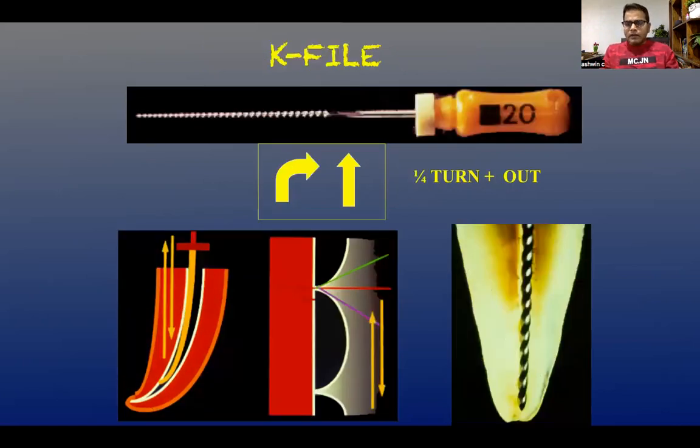What about the K file? The K file movement will be like this, watch winding, but with a little apical pressure. So a quarter movement with the apical pressure and out.